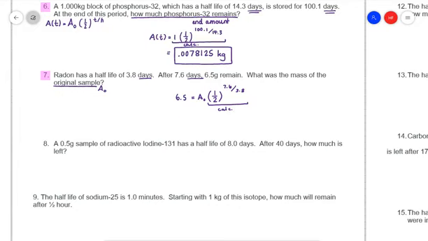And we get 0.25. So now we have 6.5 equals A naught times 0.25. So now we'll divide by 0.25. And we get 26. So 26 is our initial amount, and that will be in grams.